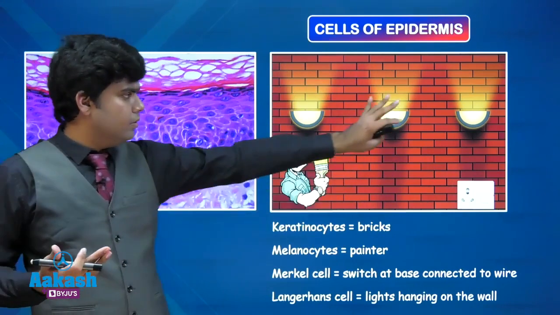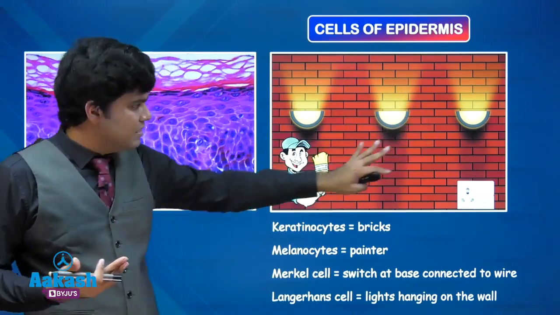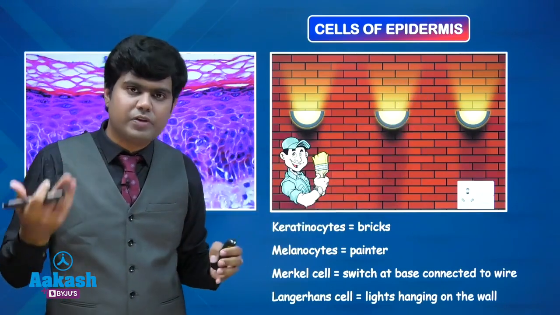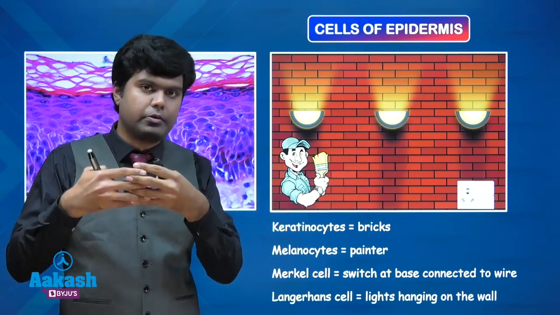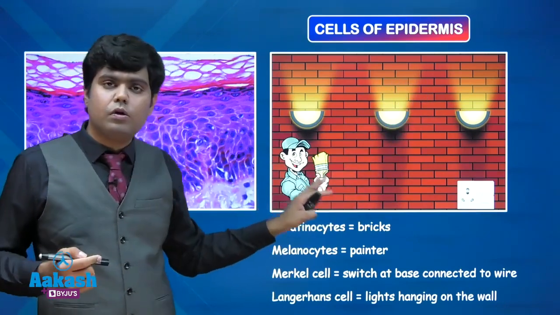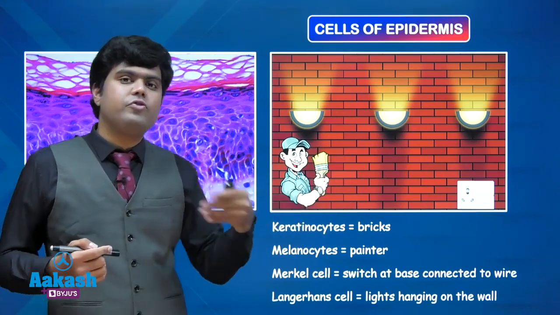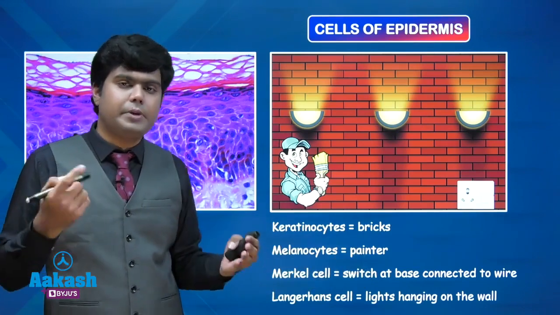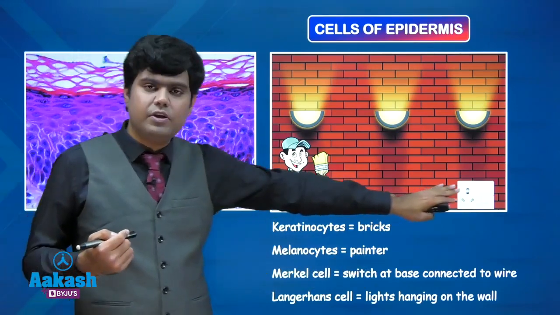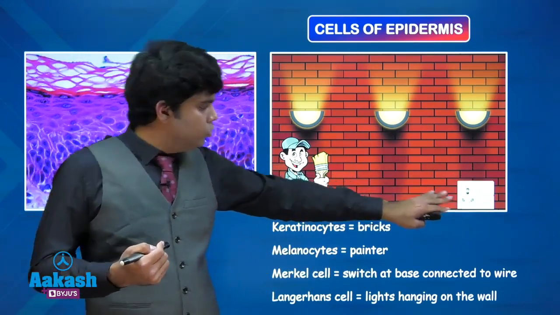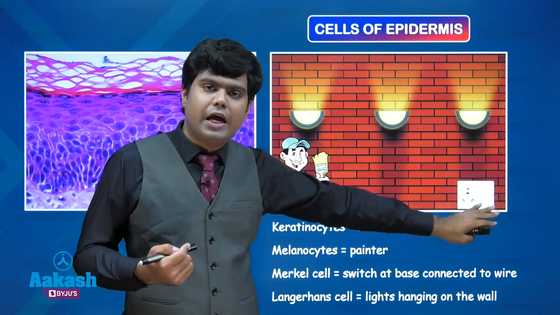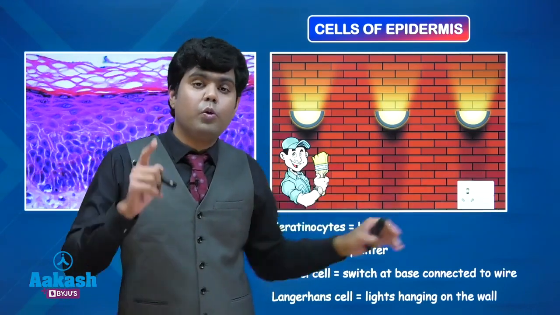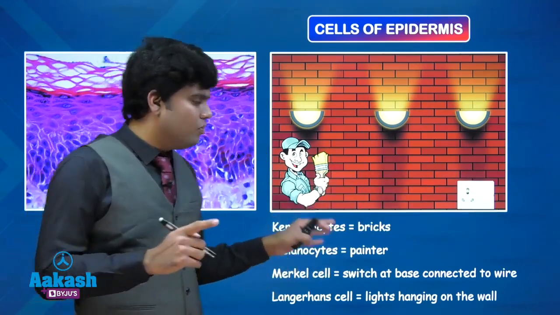Now our human epidermal wall has multiple bricks, which are your keratinocytes, attached to each other with the help of cement, and we also have a painter that paints your bricks. The painter is nothing but your melanocytes. Third thing is the switch connection. The electrical switch is attached at the base. So the location is important. That's why this mnemonic is very important.